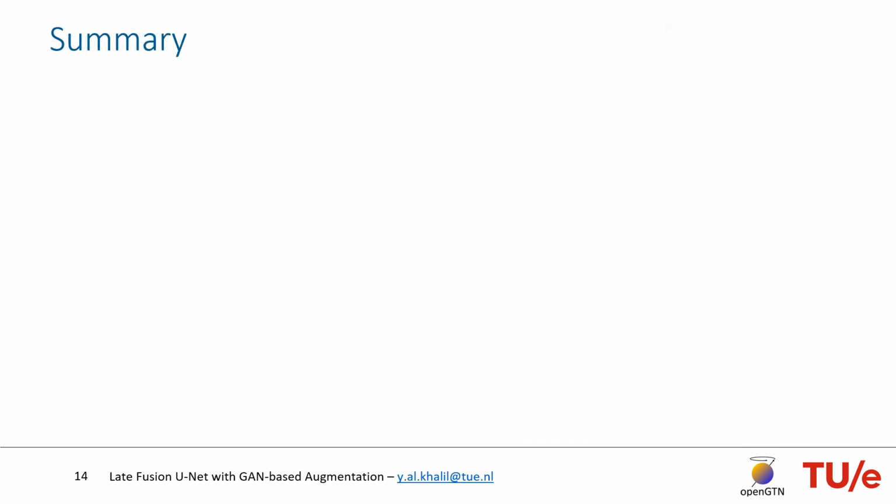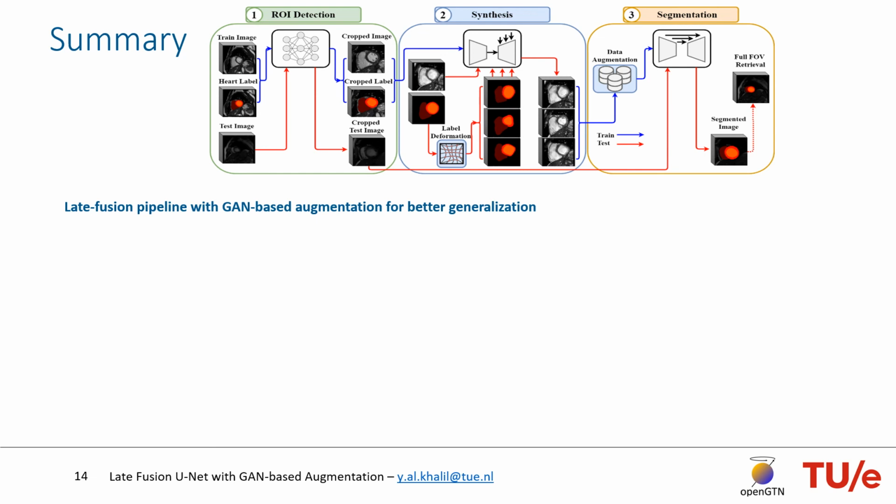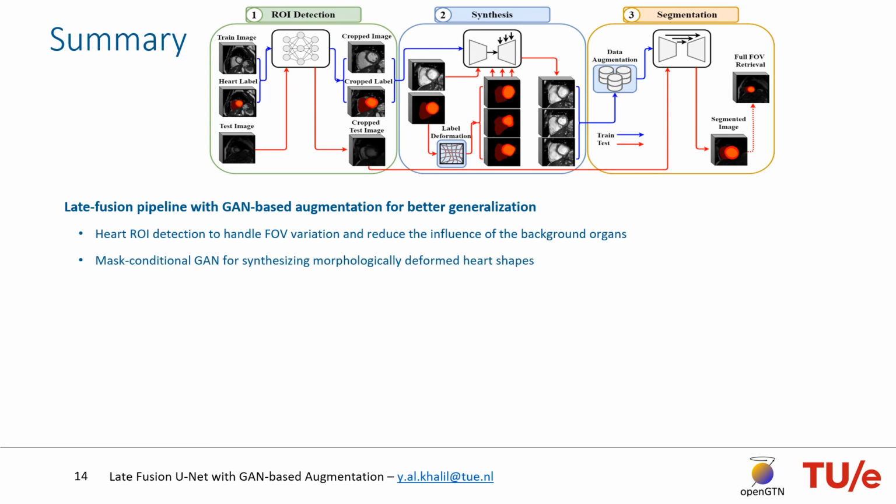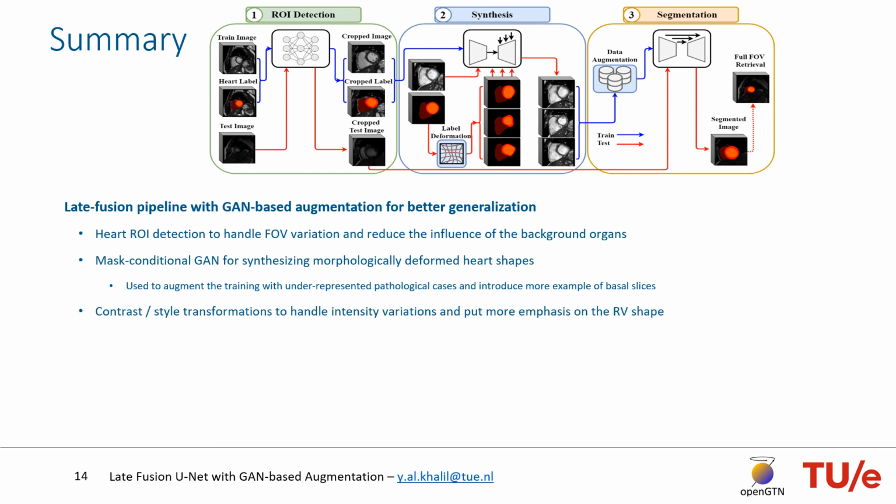To summarize, in this work we propose a late fusion pipeline for segmentation aided with GAN-based synthesis for augmentation to improve model robustness. Our pipeline consists of heart region detection to handle variation in the field of view, as well as a mass conditional GAN for synthesizing morphologically deformed heart shapes. These are used to augment the underrepresented pathological cases and introduce more examples of basal slices to the training. We additionally use contrast transformations to handle intensity variations and design our network to extract more variable features through different encoding paths under a late fusion approach.